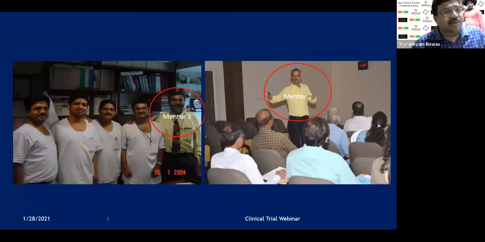So these are two mentors. On the left-hand side, you can see the 4 DMs of TMH's first batch, and Dr. Purvish, sir. I completed my DM in 2004, and I stayed there for a year or so post DM and started my clinical trials. My first clinical trial with Dr. Purvish sir was the Avastin trial in metastatic colorectal cancer.